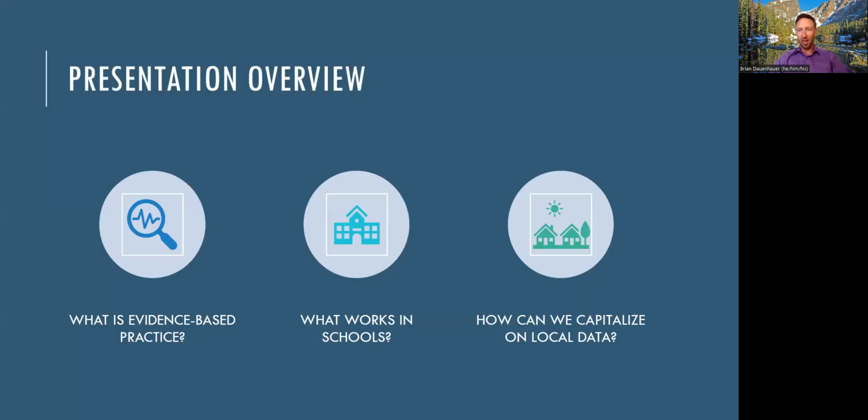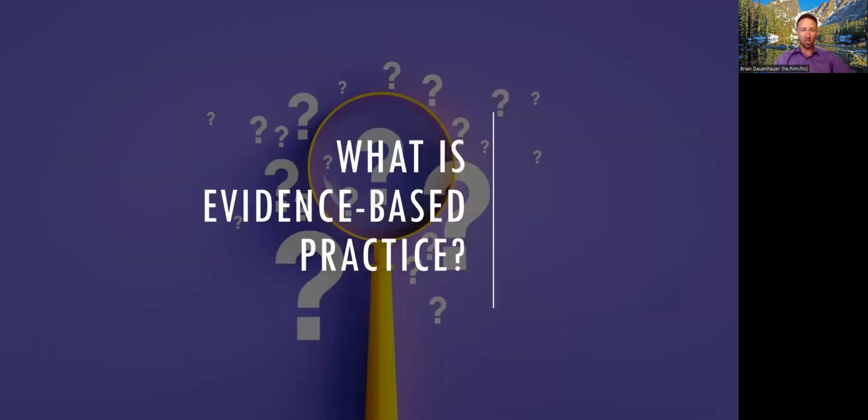So to start off with today, I would like to cover three main issues. First, talking about what is evidence-based practice. And so it's important to come to a clear definition of what that is. And then we'll talk a little bit about what we know works in terms of physical activity promotion in school settings. And then we'll end talking a little bit about how we can capitalize on local data. And in my opinion, this is a very necessary step. So we'll go ahead and get started.